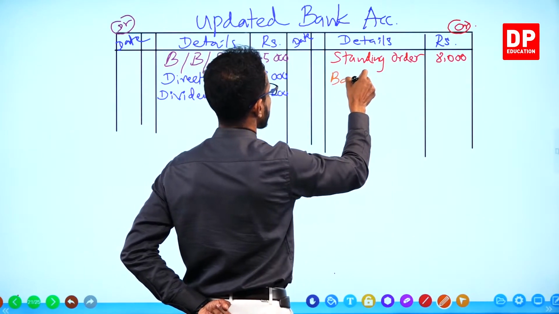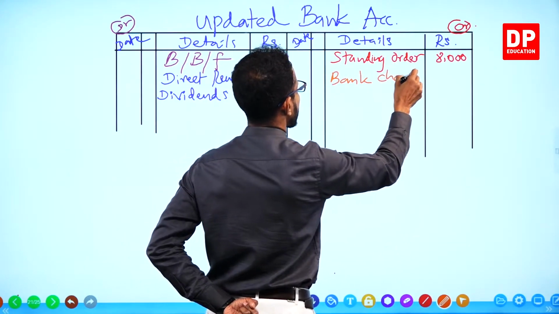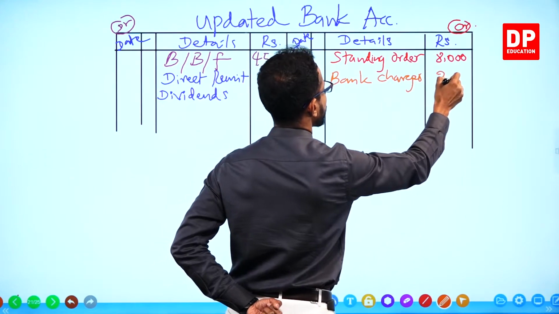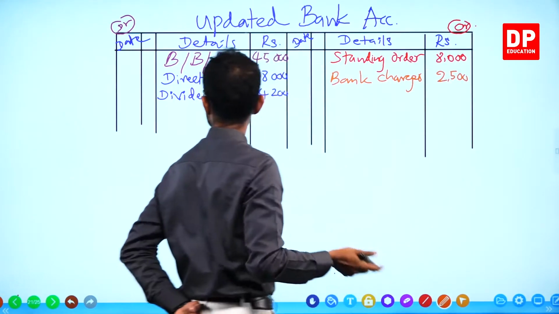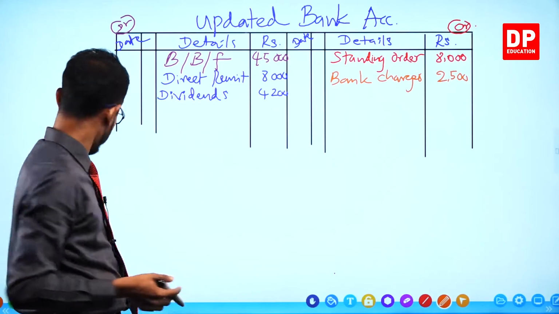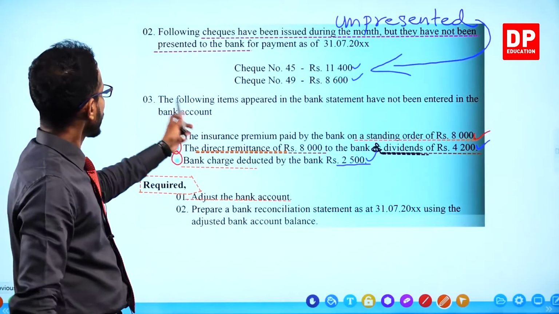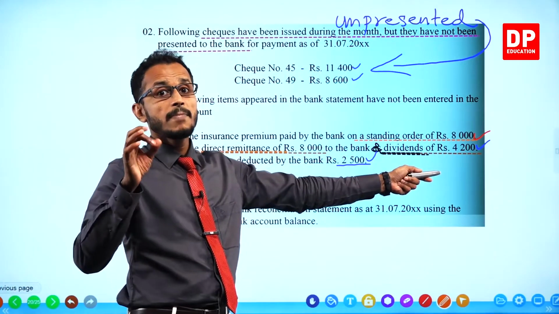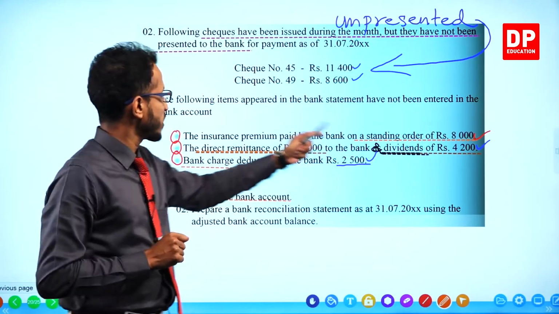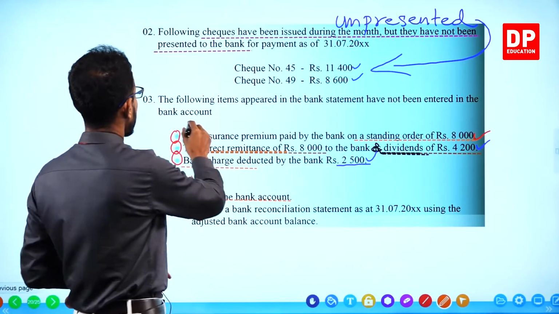Bank charges, 2,500. Yeah. Now we are done with all the items in the adjusted bank account. We are done. Okay, these ones.